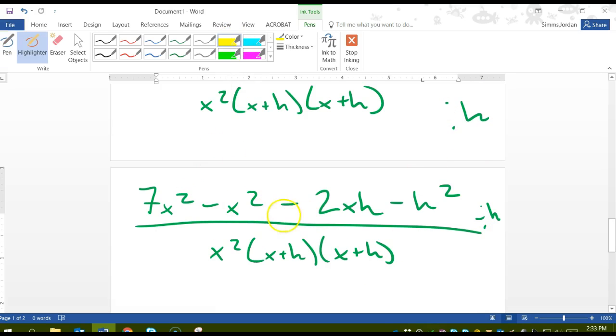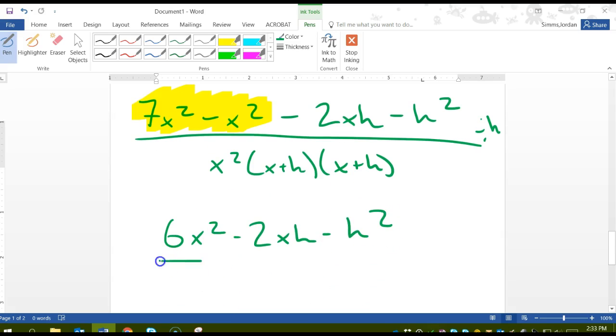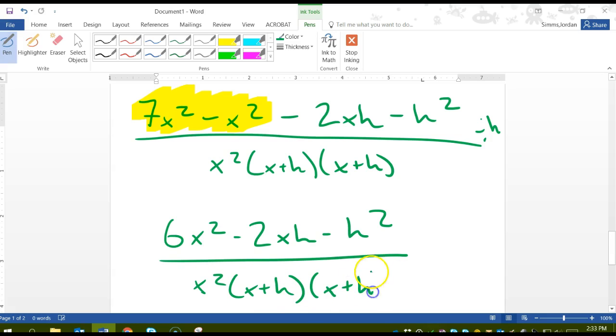Let's take a look at some like terms. We have some x squared terms, that's cool. We'll do that up, so 7x squared minus x squared is 6x squared minus 2xh minus h squared all over x squared, x plus h, x plus h. All still divided by h.